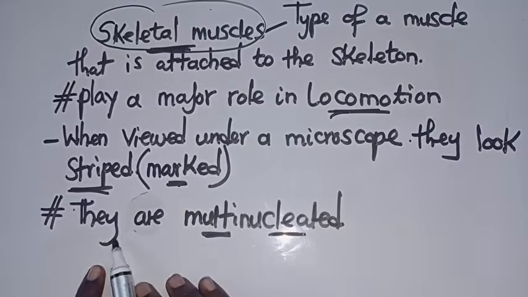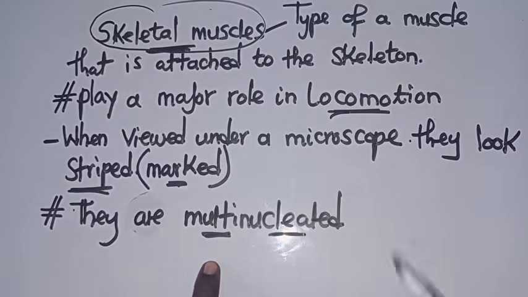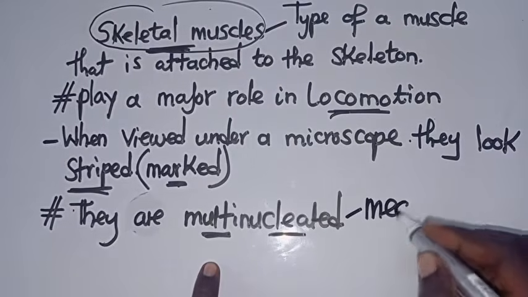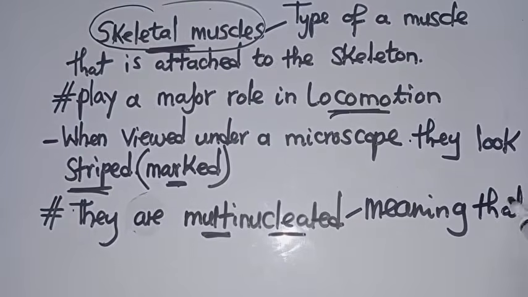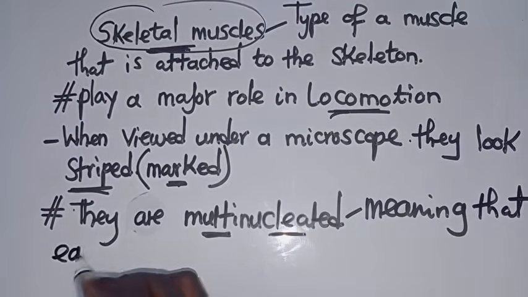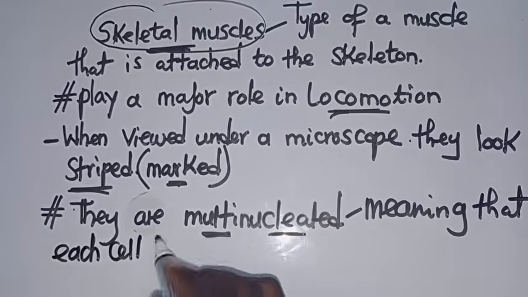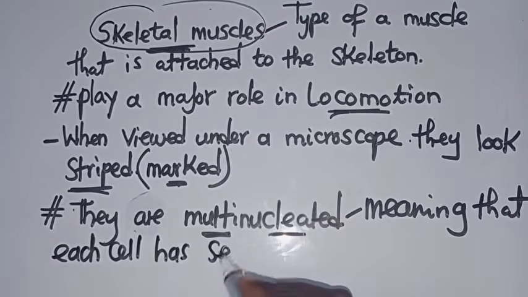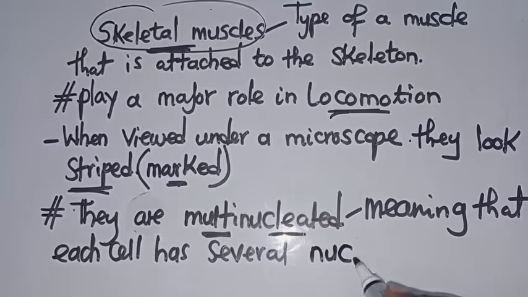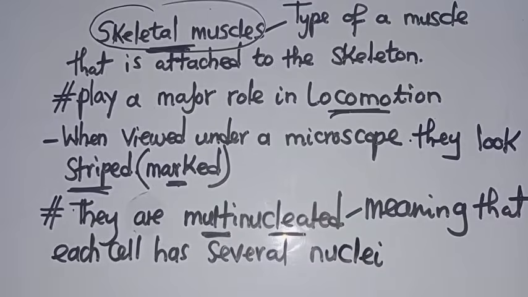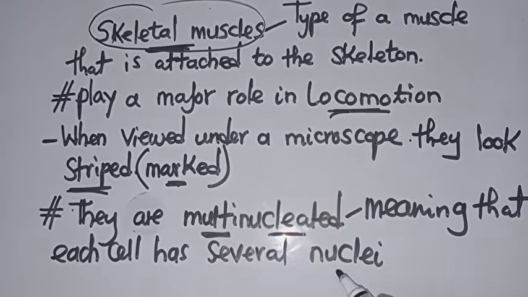So when we say that they are multinucleated, we mean that each cell has several nuclei. You discover that the nuclei on each cell are quite a lot. So they have several nuclei.